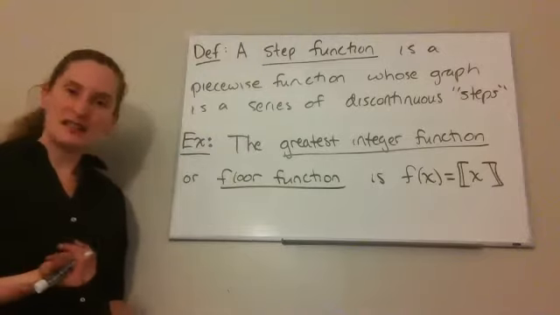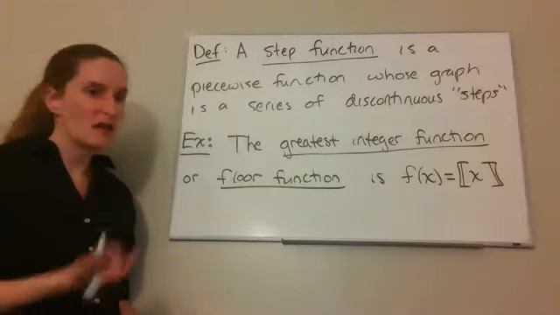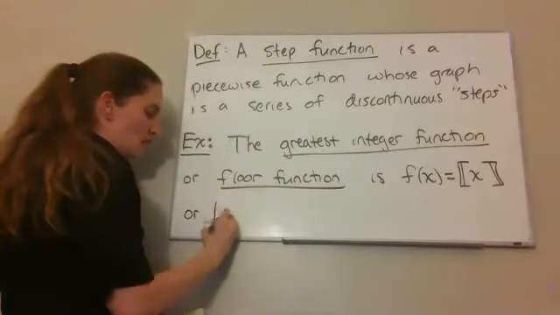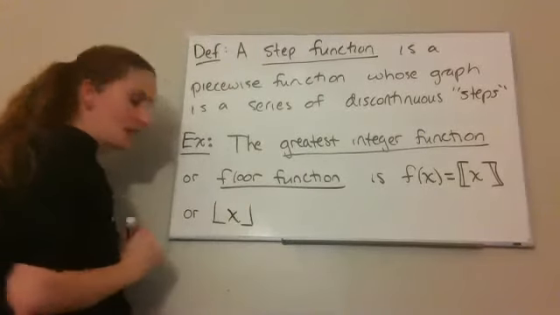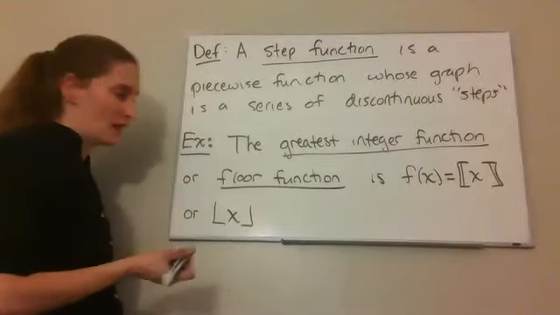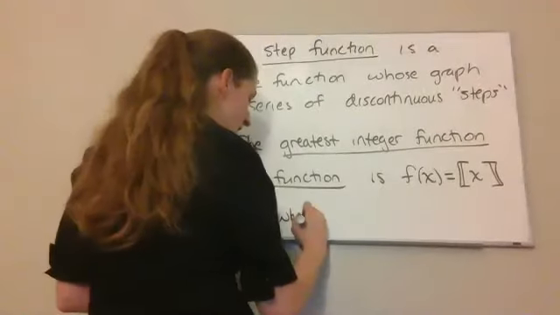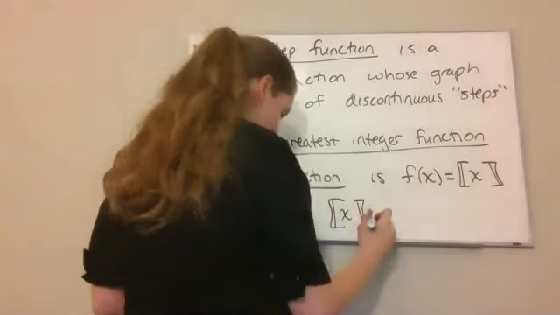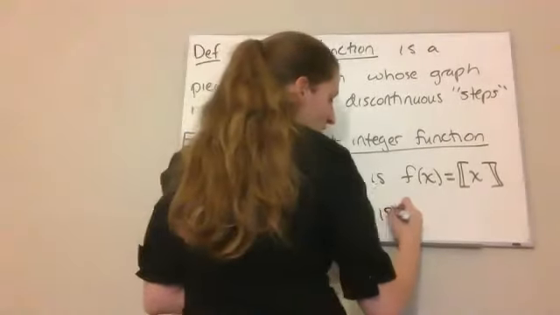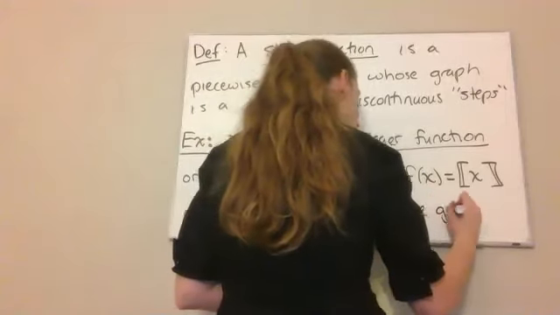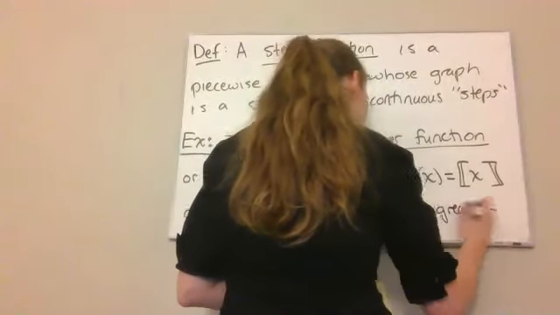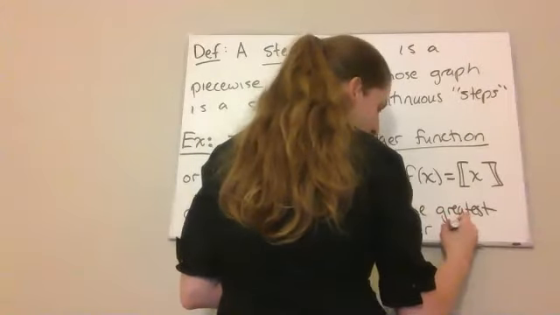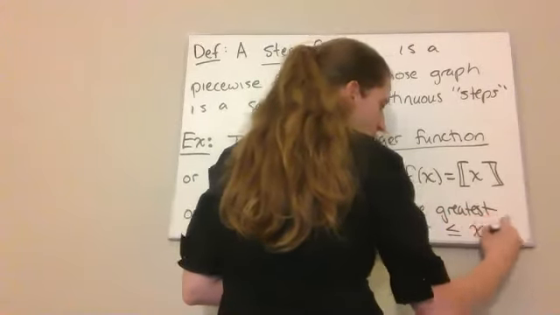Now there are lots of different notations out there. This is one that is used sometimes. Another notation I've seen before looks like this. It's the same thing though, where this x in those weird brackets is the greatest integer that is less than or equal to x.